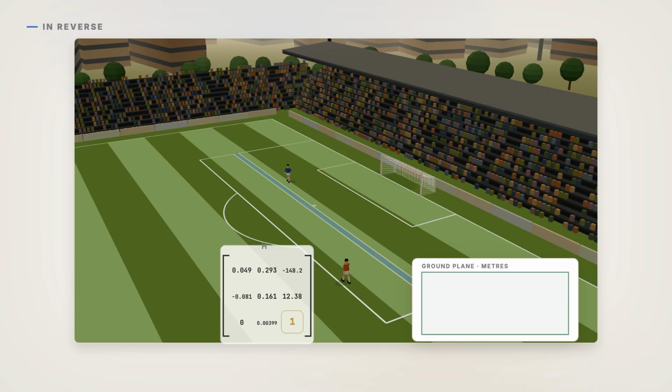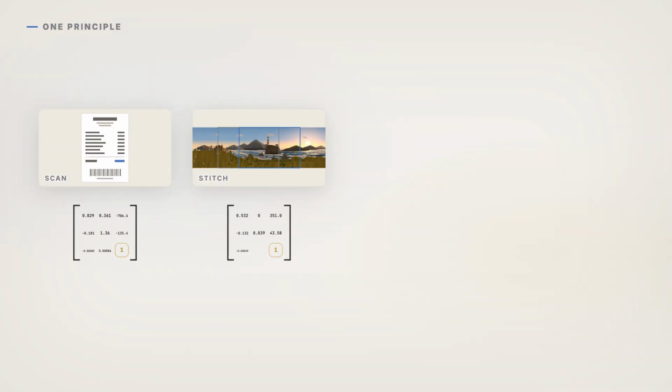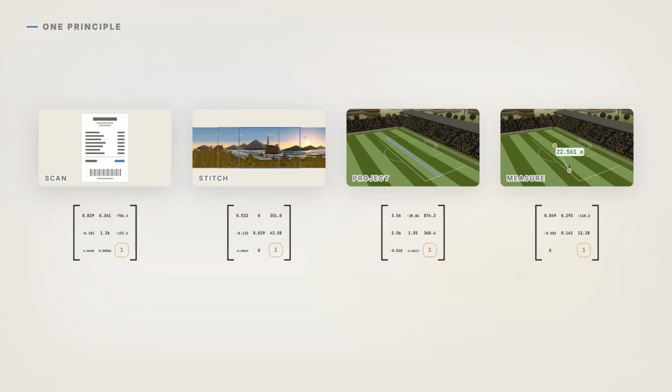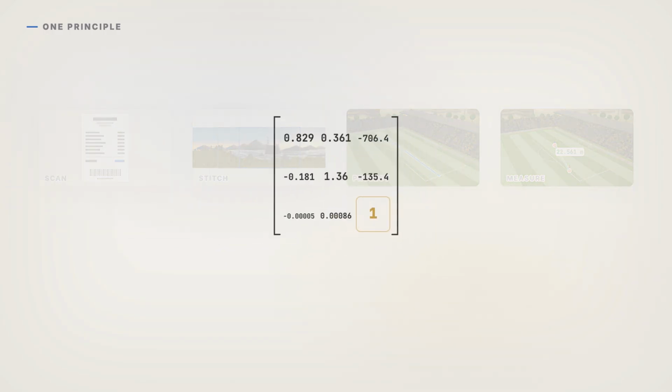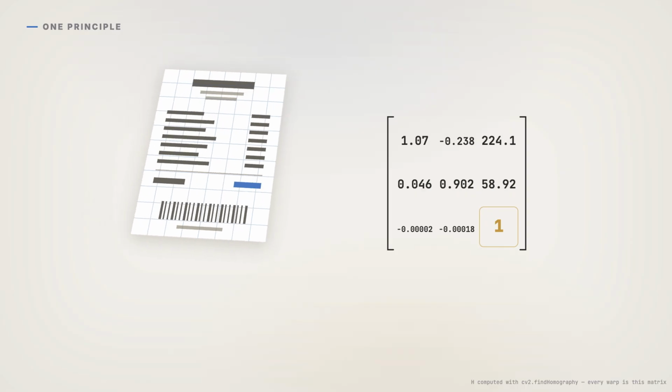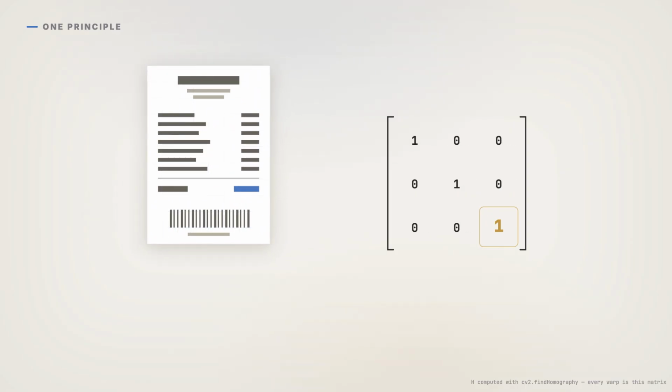This allows you to accurately measure the distance in meters between two players, track the exact sprint speed of a forward, or map a player's positioning throughout the pitch, all directly from a slanted 2D video feed. Whether it is scanning a document, stitching a mountain panorama, projecting augmented reality graphics, or measuring physical spaces from a security feed, the underlying principle remains exactly the same. Homographies give us a reliable way to manipulate and measure perspective, bridging the gap between a distorted camera lens and the flat, real-world surface.